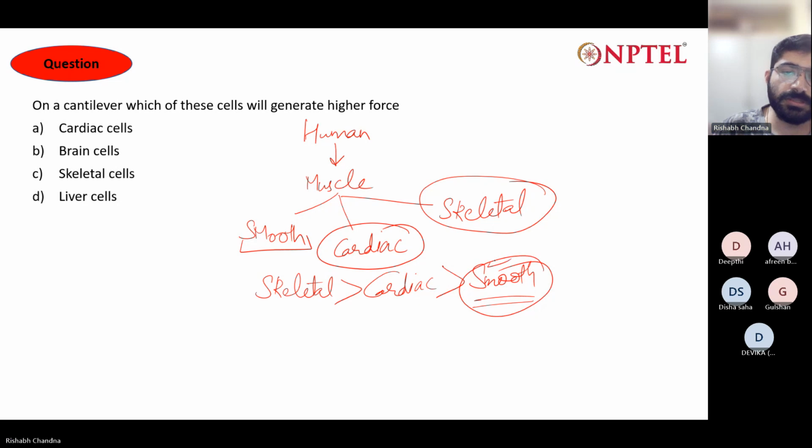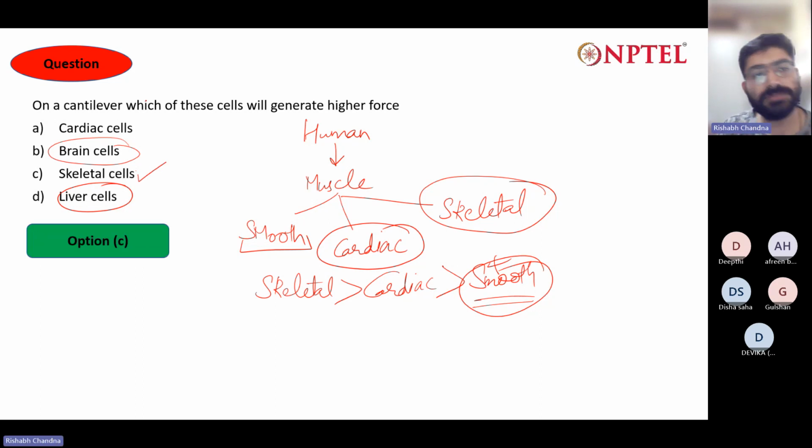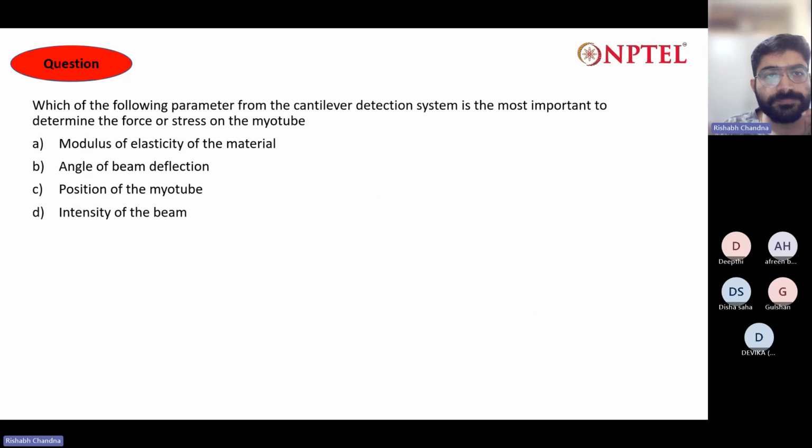Considering the brain cells and liver cells, the force generation is minimum in these cases. So the correct answer will be skeletal muscle cells. Okay, so the option is C, skeletal muscle cells. Okay, so let's move on to the next question.